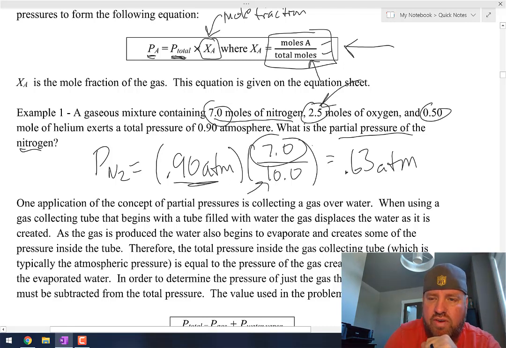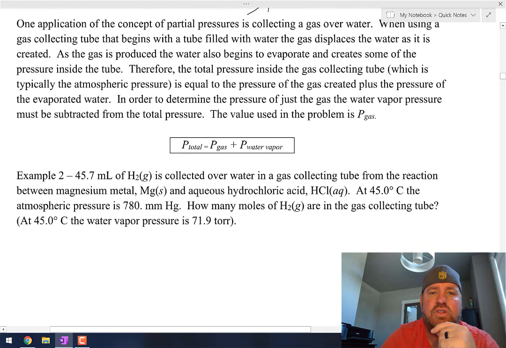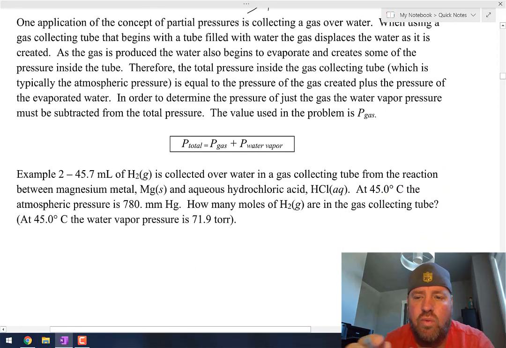We just put 2.5. And if they wanted helium, we'd put the 0.5 there. Okay. Now, when does this get used? It gets used a lot when you're collecting a gas over water.